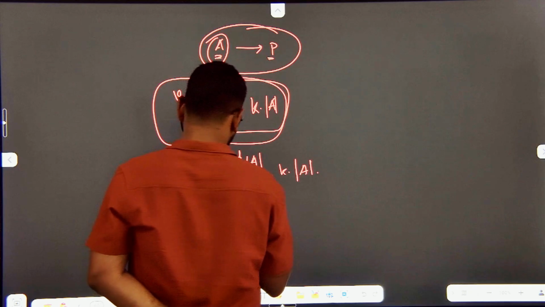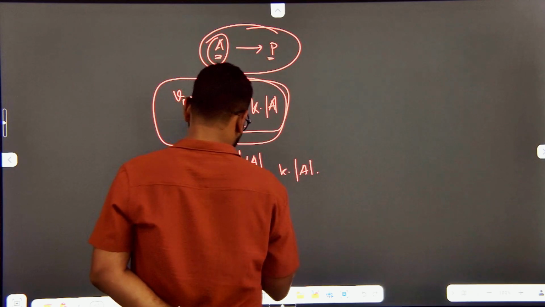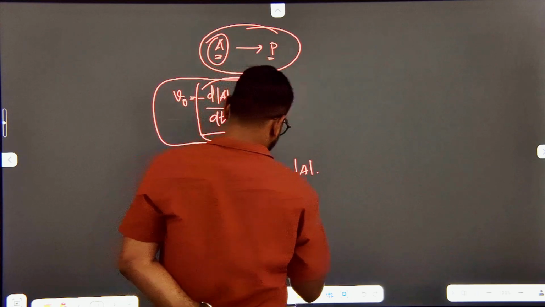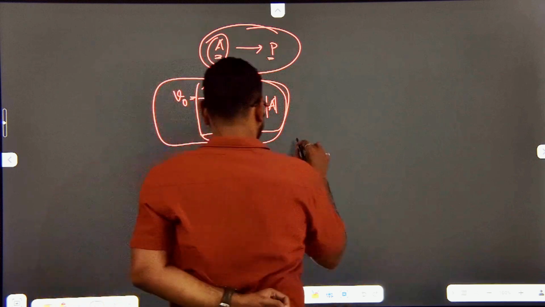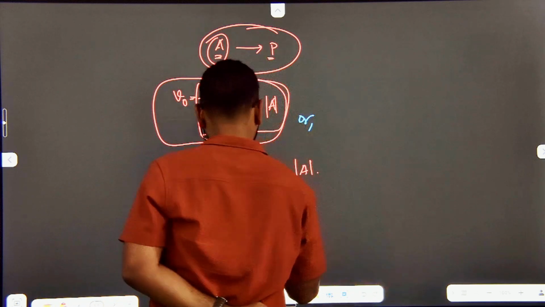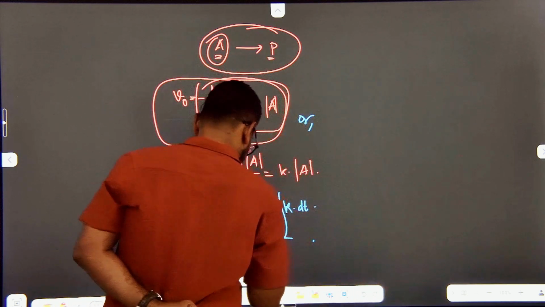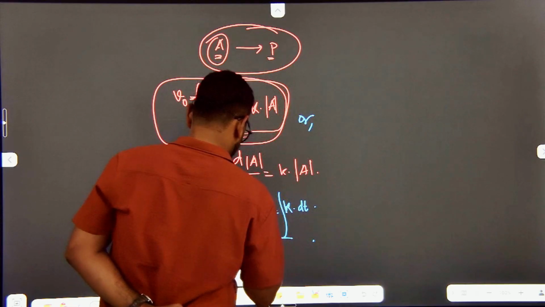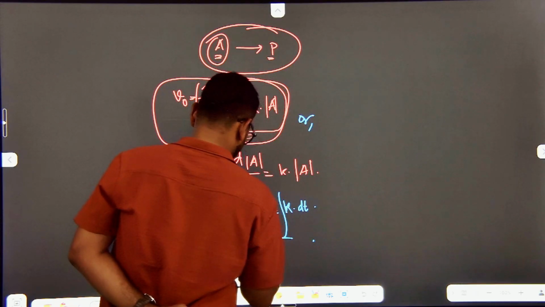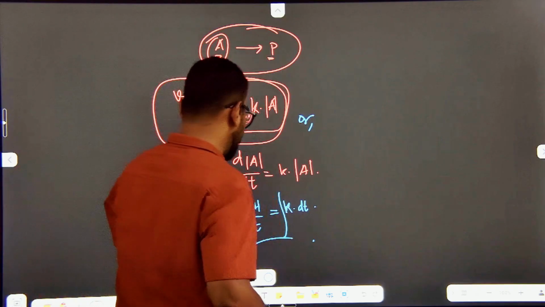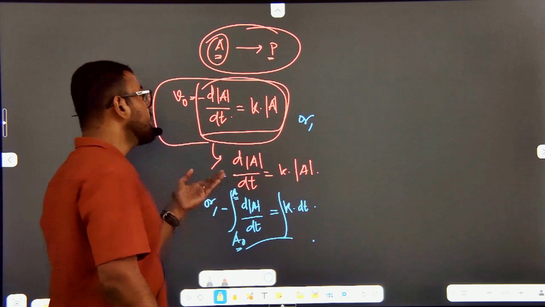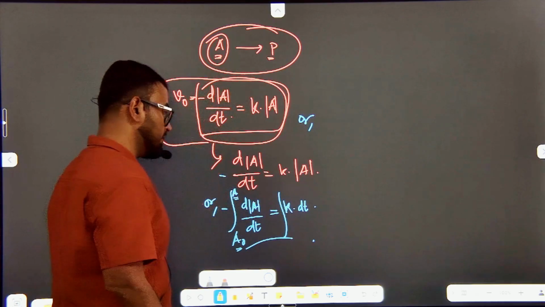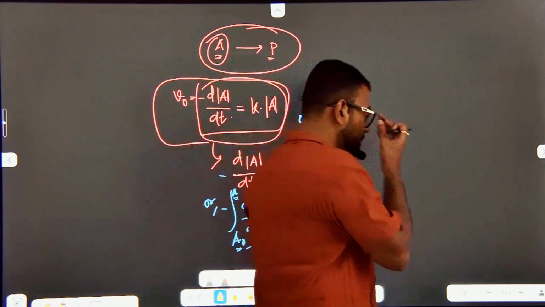Or if we use integration on both the sides, dA by dt equals integration of K into dt. From this, we will finally get, and the limit should be A0 to A, from initial to final, where A0 should be the initial concentration and A will be the final concentration after getting converted into product. This is how the overall process of integration works.